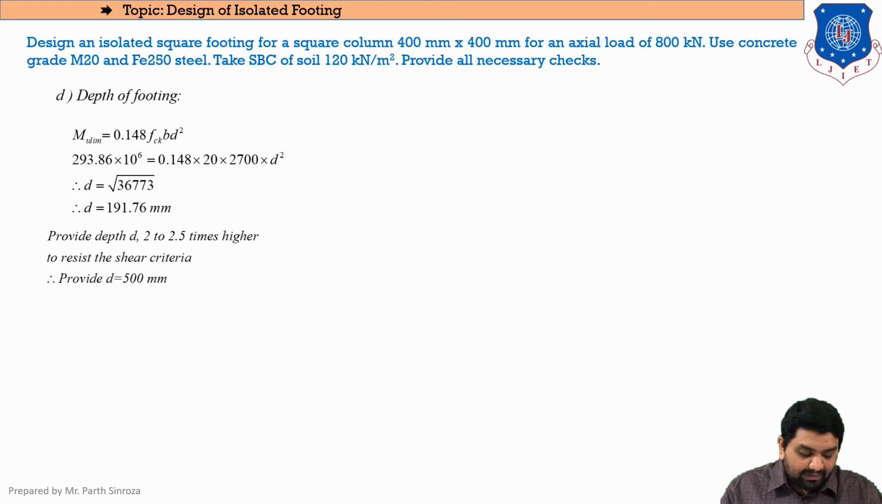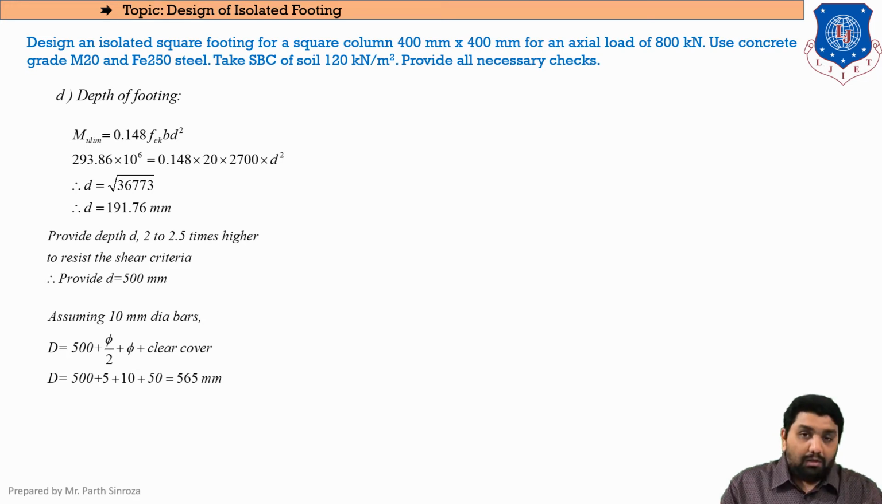Clear? So we'll be taking the value of D to be 500 mm. This was our effective depth. So now we'll be finding our overall depth. The overall depth can be found from this equation. Now keep in mind, it is similar to a slab problem.